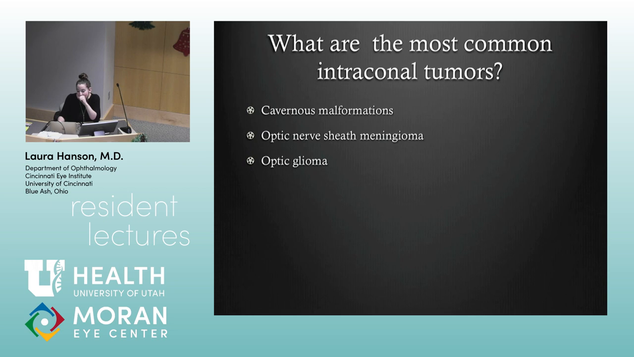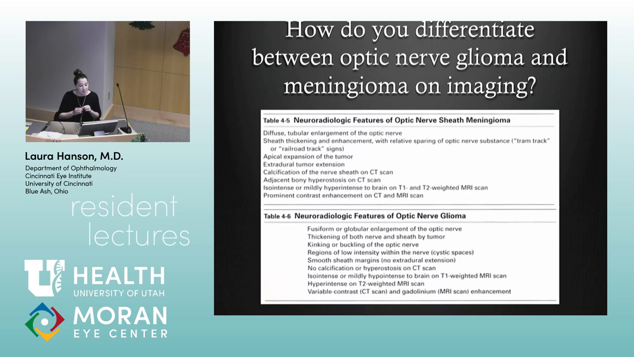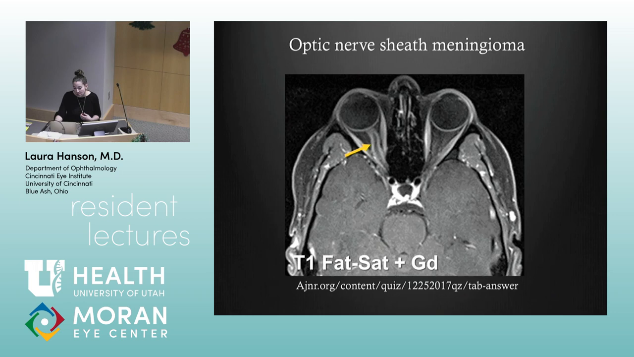Okay, so this is a little table from the BCSC about differentiating between the optic nerve glioma and meningioma. I've got a few pictures here, but you guys can check out that chart. It's kind of helpful. We'll start with the optic nerve sheath meningioma. So this is an unplugged meningioma where it's just surrounding the optic nerve. That's kind of the classic picture.